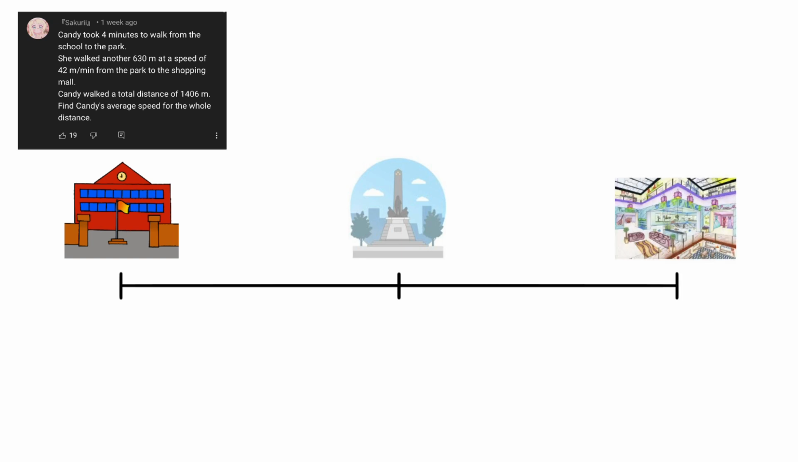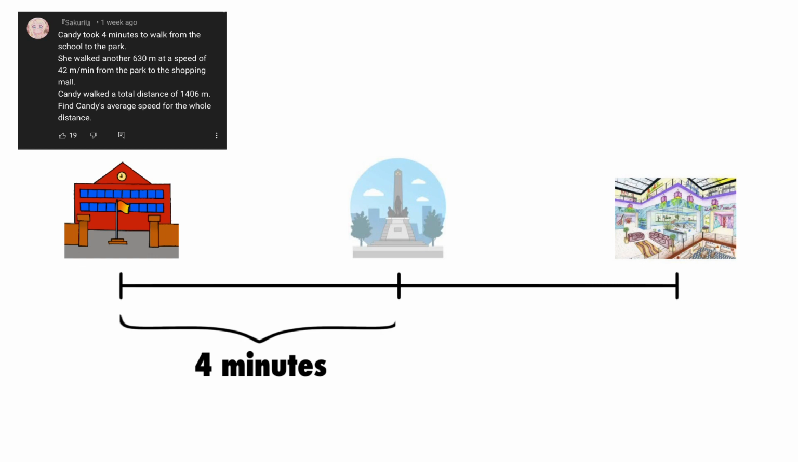Let us read the problem again. The first statement says Candy took 4 minutes to walk from the school to the park, but it doesn't say how long the distance from the school to the park is or what her speed was. So for now, we can make a bracket that says how many minutes it took for Candy to walk from the school to the park.